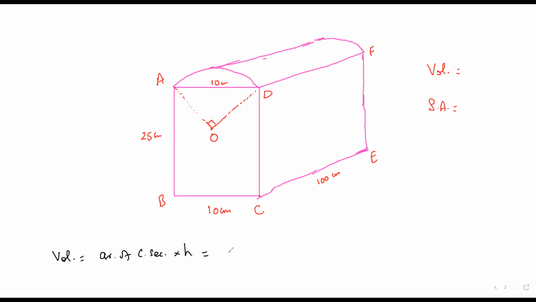So this is going to be area of rectangle plus area of the segment, and then times the height, which is 100. Now the area of the rectangle is quite clearly 25 times 10. Now how to find the area of the segment? That is going to be a daunting task for you. You don't have the radius up here, okay?